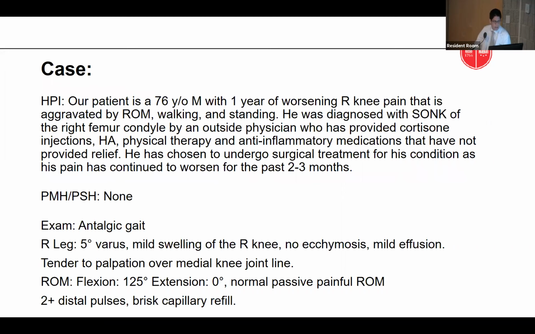So for our case, the patient is a 76-year-old male with a 1-year history of worsening right knee pain that is aggravated by anything like walking, standing, and range of motion. He was diagnosed by an outside physician with osteonecrosis of the right femoral condyle, and he's been managed conservatively, including cortisone injections, hyaluronic acid, physical therapy, and anti-inflammatory medications, but none of them have really provided relief for the symptoms. For the past 2 to 3 months, the patient's symptoms have been worsening, so he comes to the clinic to discuss surgical management for his condition.